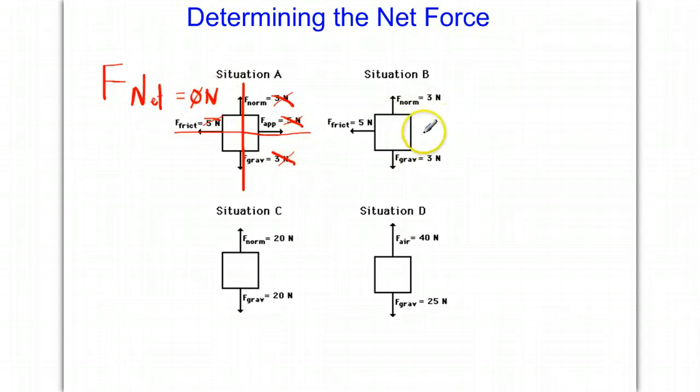Situation B. Vertically, my force normal cancels with my force of gravity, 3 newtons versus 3 newtons, and I have 5 newtons of friction working towards the left. So my net force, my F net, is going to be 5 newtons left.